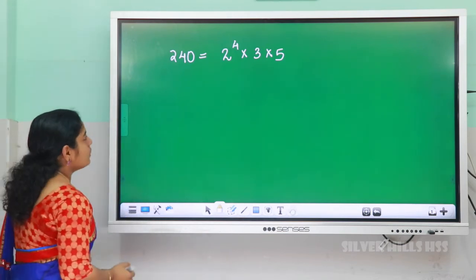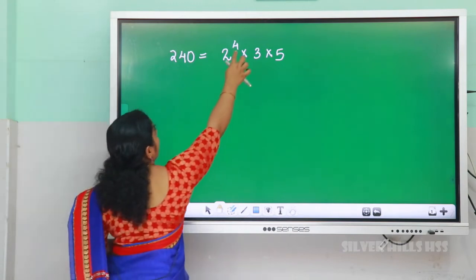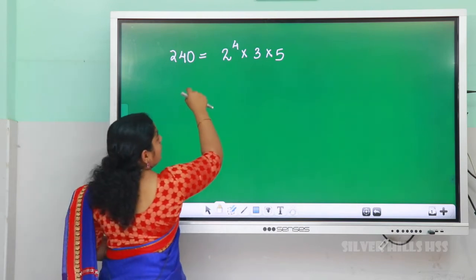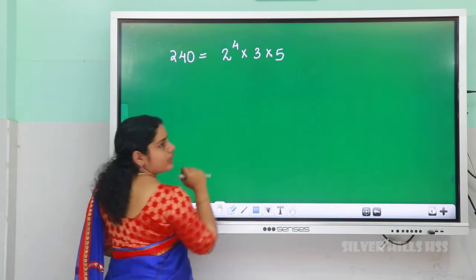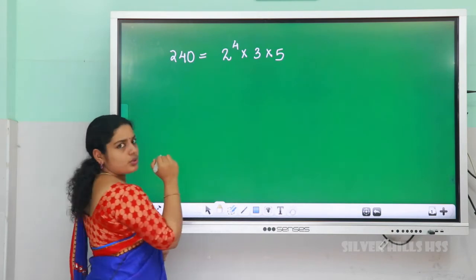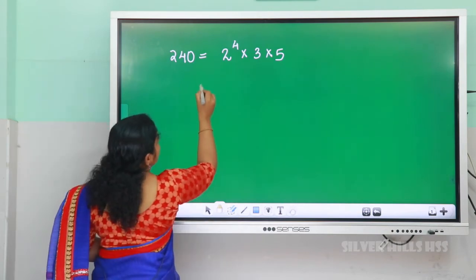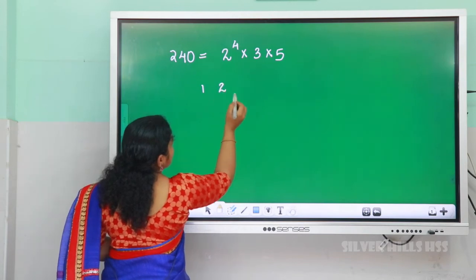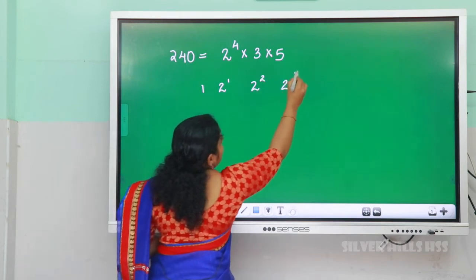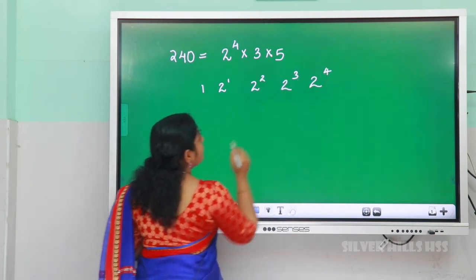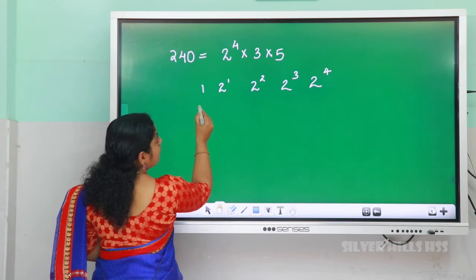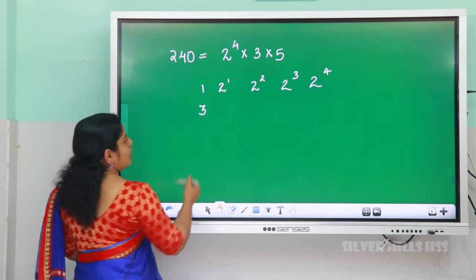So, the first method is the number having more power. Here 2 is the number having more power, that is 2 raised to 4 is there. So write all the powers of 2 till 2 raised to 4 horizontally, starting from 2 raised to 0. 2 raised to 0 is 1, so we will write 1. Then 2 raised to 1 is 2, then 2 square, 2 cube and 2 raised to 4. Next, write this 3 below this one, 3 and 5.